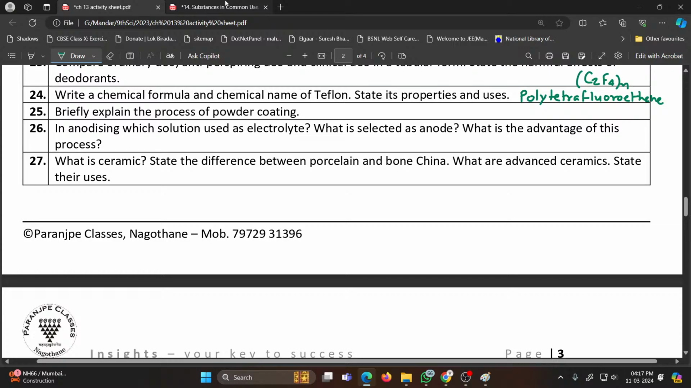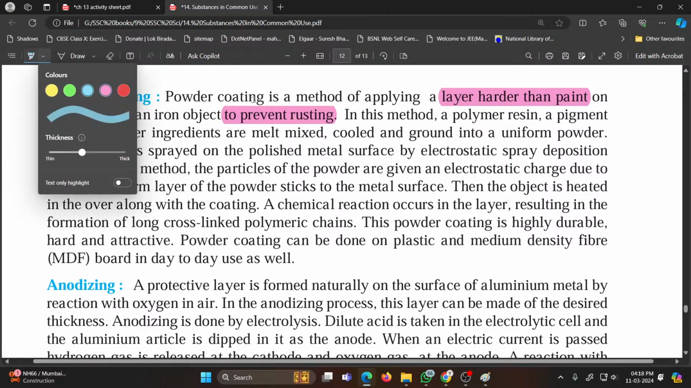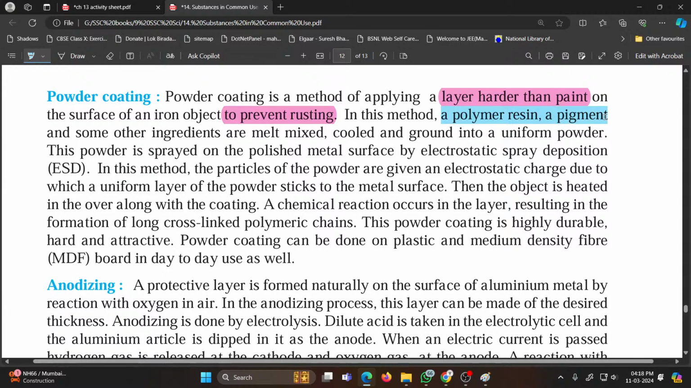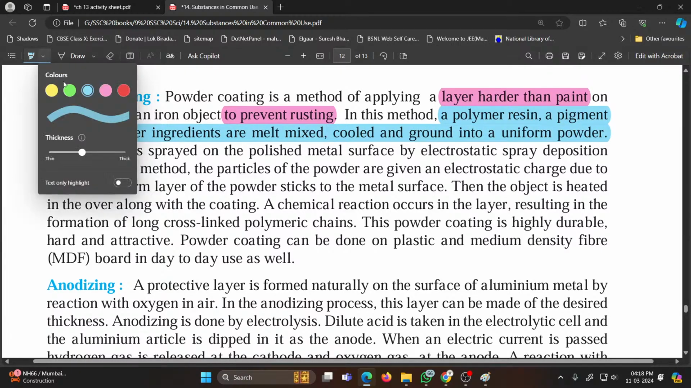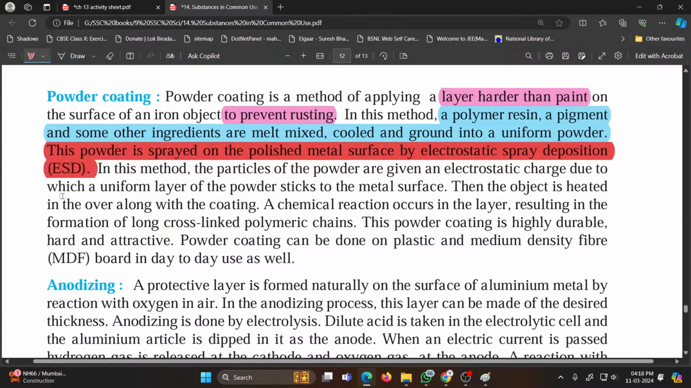Briefly explain the process of powder coating. Powder coating is a method of applying a layer harder than paint on the surface of iron object to prevent rusting. In this method, the raw materials like a polymer resin, a pigment and some other ingredient are melt mixed, cooled and ground to form uniform powder. Then this uniform powder is sprayed on the polished metal surface by the method of ESD, that is electrostatic spray deposition.